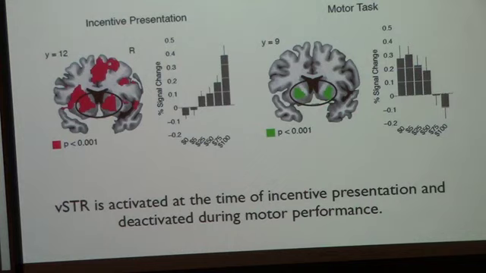With more incentive, the incentive presentation process will excite the ventral striatum more and we will see more signal. However, during the motor task with more incentive, the activation or the signal change is actually lower. So it means that the motor task is what is responsible for the choking under pressure phenomenon.